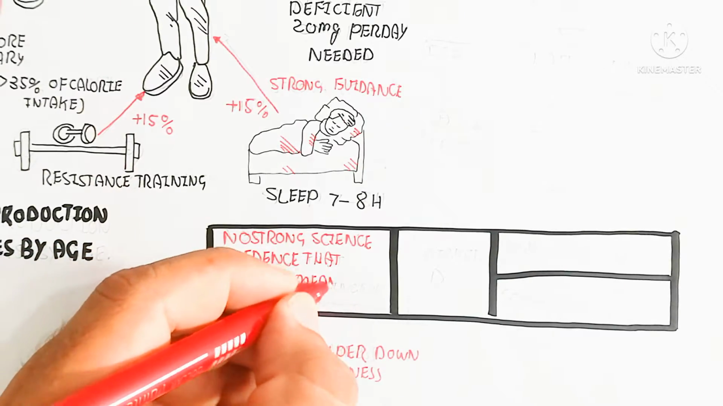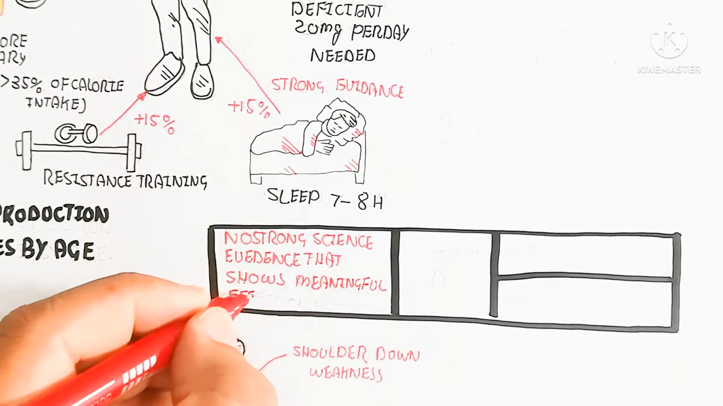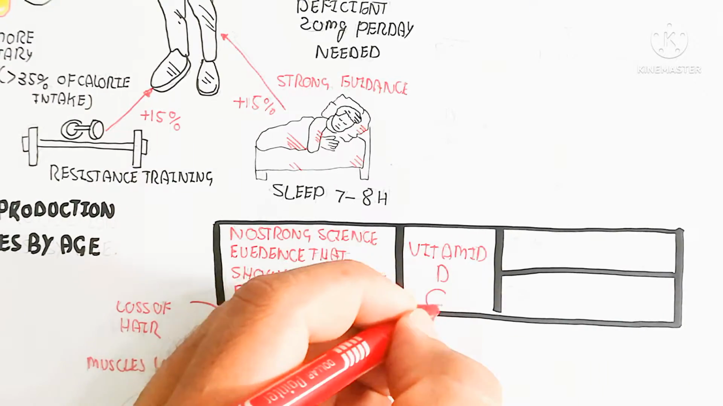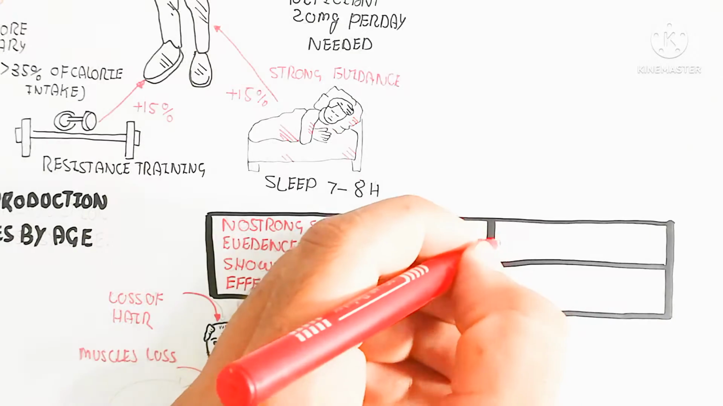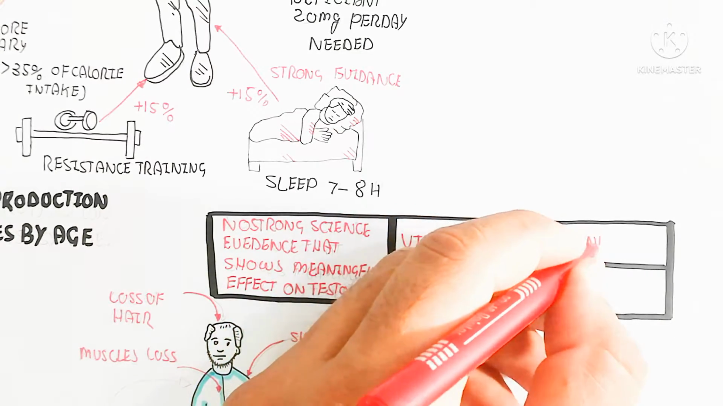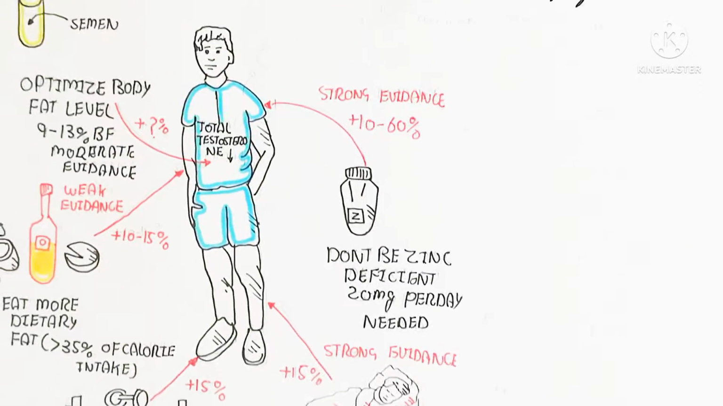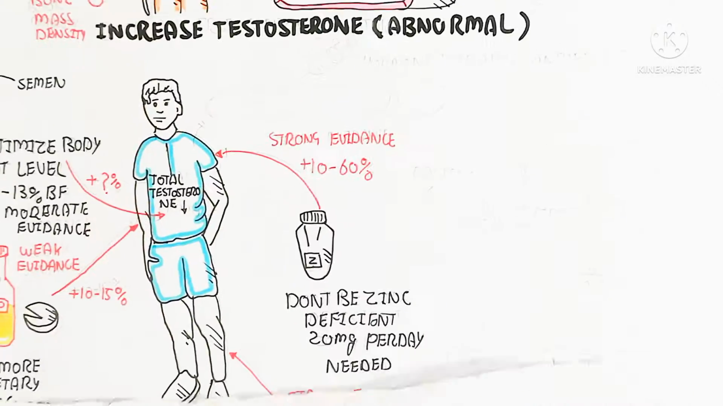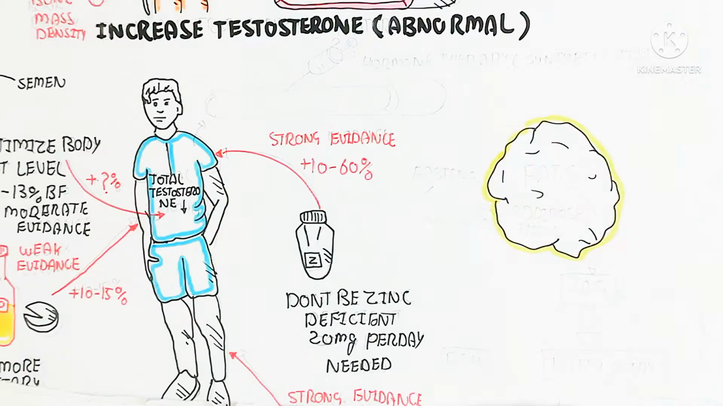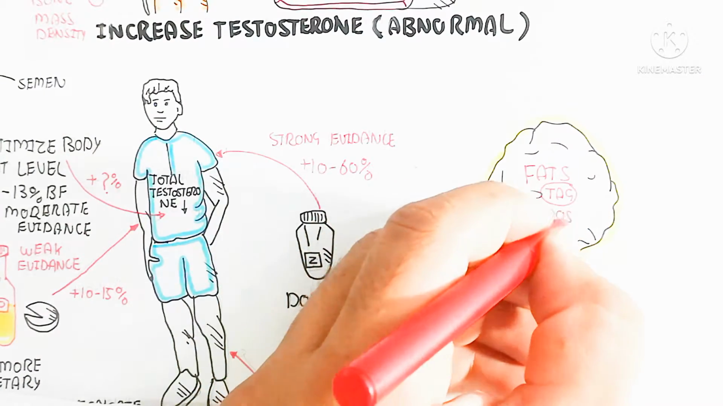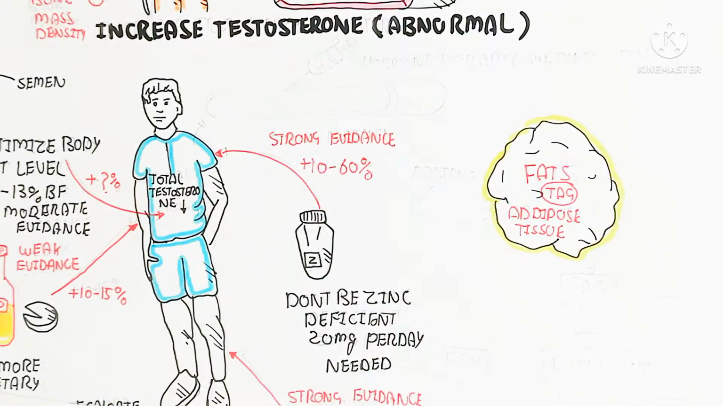There is no strong scientific evidence that shows a meaningful effect on testosterone, for example, from vitamin D, ashwagandha, and soy products. Well, let's begin to understand fats during fasting. Fasting has a very good and positive effect on the production of testosterone.